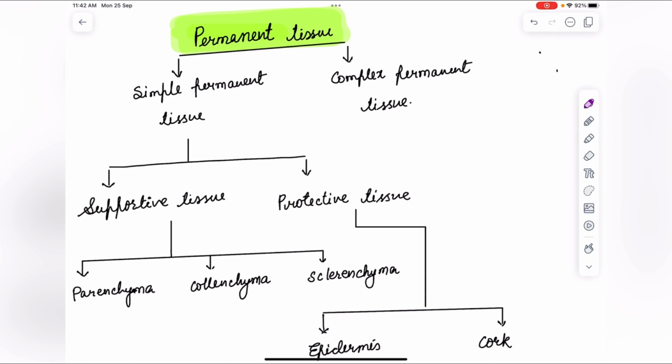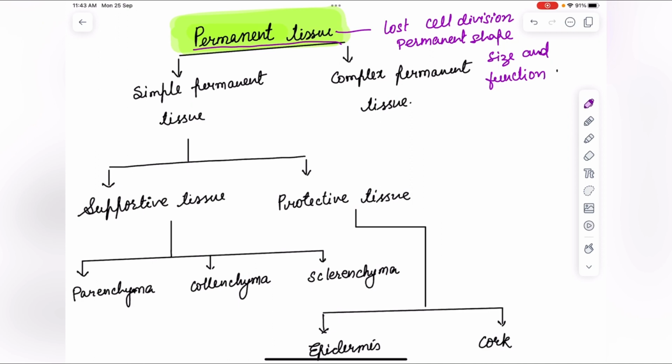After the formation of meristematic tissues, when these meristematic tissues have grown completely and lost the ability of cell division, they are known as permanent tissue. This permanent tissue will take up a specific role and attain a permanent shape, size and function. These permanent tissues may be living or dead. In the structure of the cell, large vacuoles will be present, and a thin or thick cell wall.